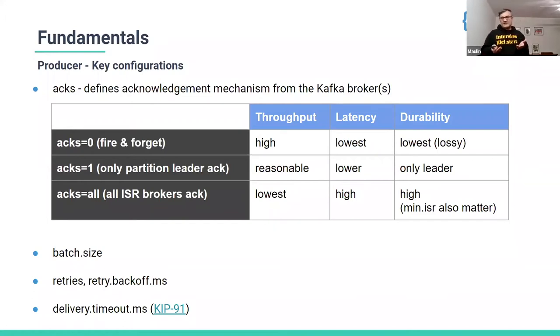The other configurations are basically the batch size, which I mentioned, like how big you want batches. And obviously you want the Kafka producer to do automatic retries when there are some intermittent or retriable errors, right? And then there is a retry.backoff.ms configuration to tell the producer how long you want to wait before the next retry.